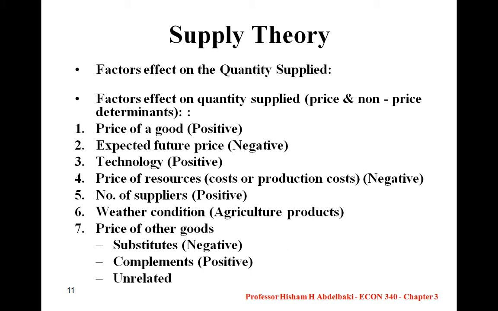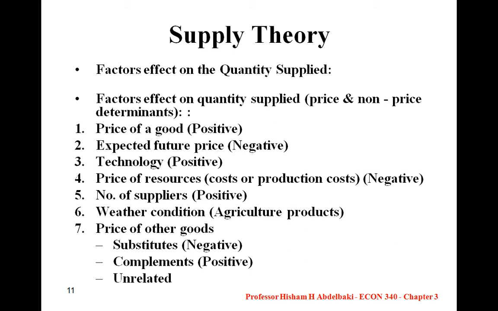First, we study the market supply: the amount that all firms plan or are ready to supply at different prices when other factors are constant. Again, market supply can be defined as the amount that firms are ready to supply at different prices when other factors are constant. Many factors affect supply.